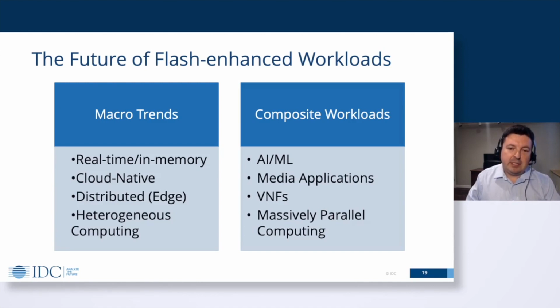What that means is that internal functions can now be separated out and different resources, whether processors or media, can be used to optimize overall performance of the application. We're also seeing more composite or complex workloads that cross boundaries across multiple traditional core workloads. Some examples of these are shown here, such as AI/ML, media applications and services, virtual network functions, and massively parallel computing.